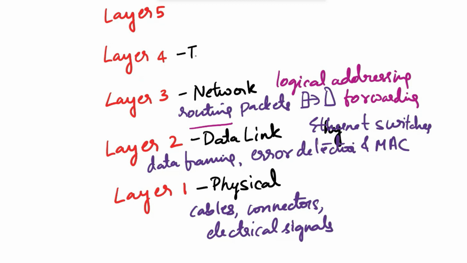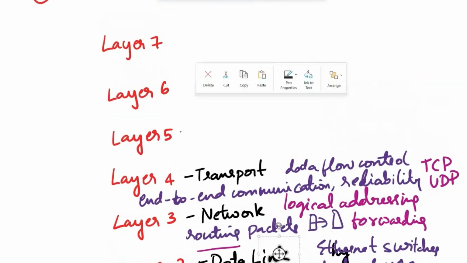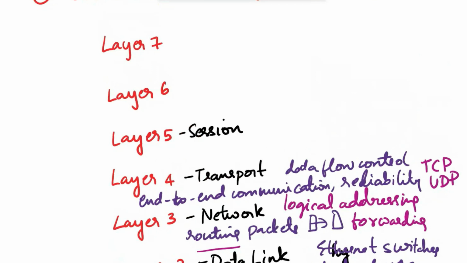Then the next layer is the transport layer, which is the fourth layer in the OSI model. This ensures end-to-end communication, reliability, and data flow control. It manages the segmentation and reassembly of data into smaller packets if needed, as well as error detection and correction. The most common protocols at this layer are TCP, that is Transmission Control Protocol, and UDP, User Datagram Protocol. And the next layer in OSI model is the session layer, that is the fifth layer. This layer manages and establishes communication sessions between devices.